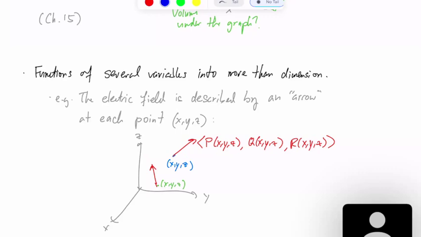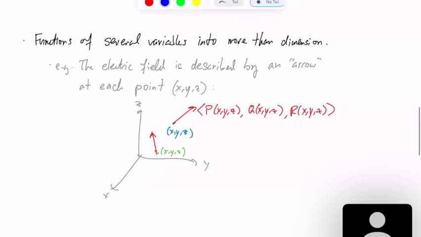All right, so in this case, altogether, this vector field is a function of x, y, z, three dimensions, and it outputs, I just call it P, Q, and R, which is also three-dimensional. So these are vector fields in general.